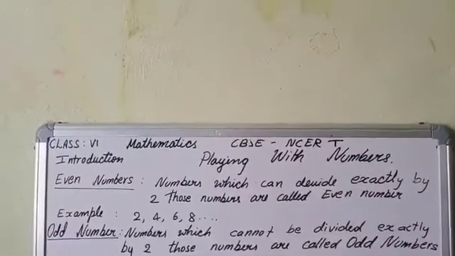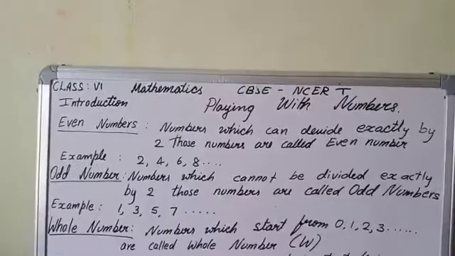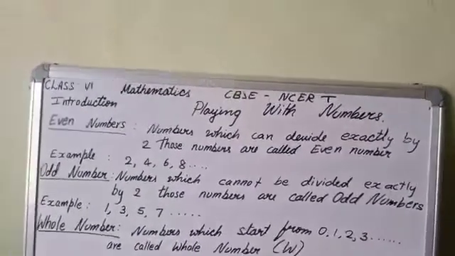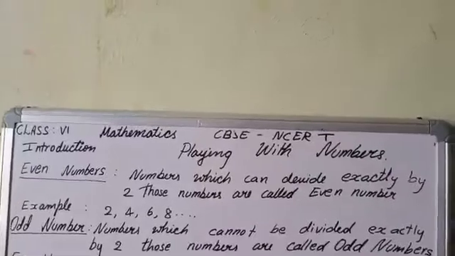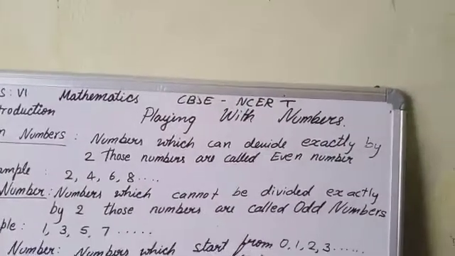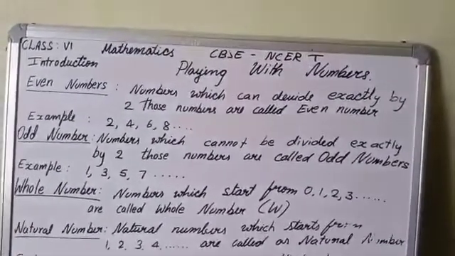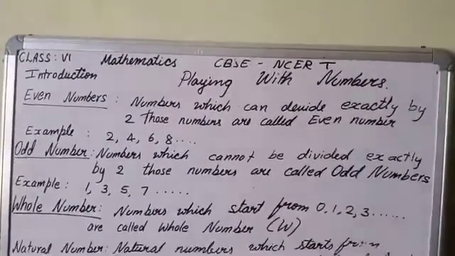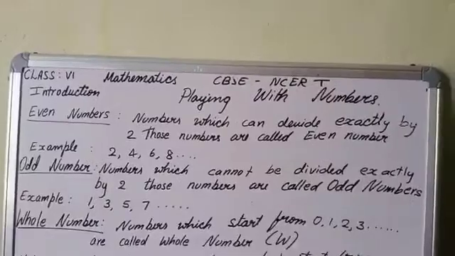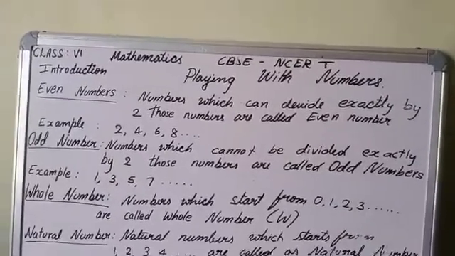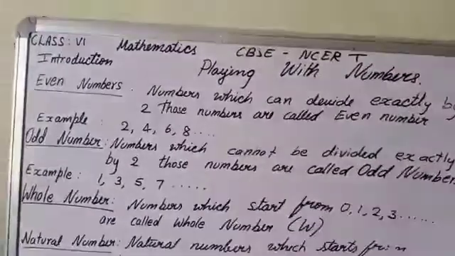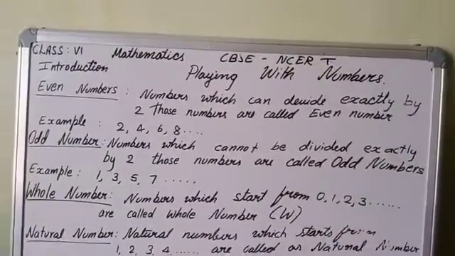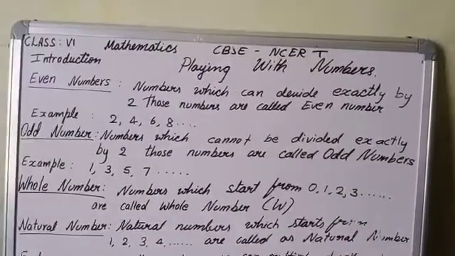Yes, there is a 0. Numbers which start from 0, 1, 2, 3 are called whole numbers, because naturally we begin from 1, 2, 3, and those are natural numbers. Whole numbers mean all the numbers are in this: 0, 1, 2, 3 and so on. They are indicated by the capital letter W.